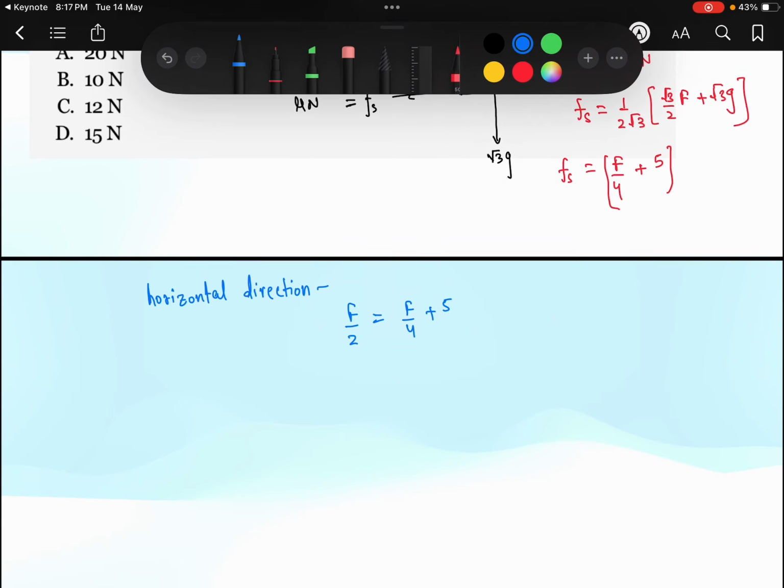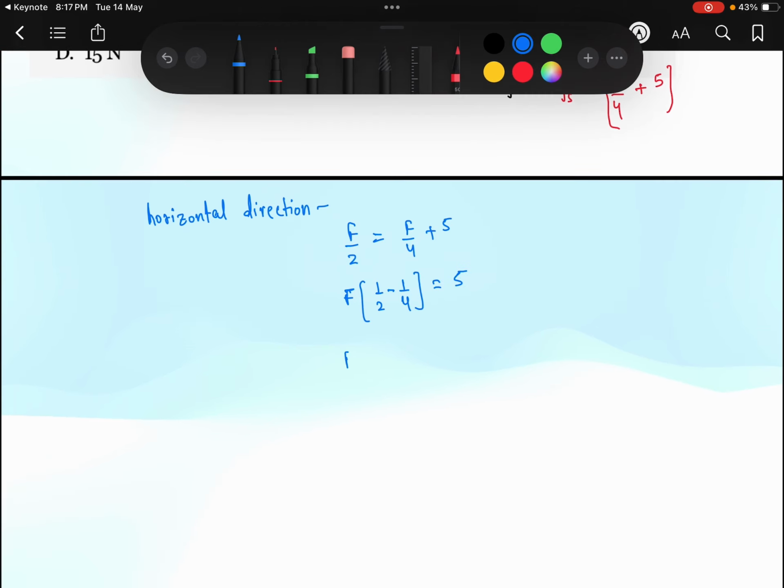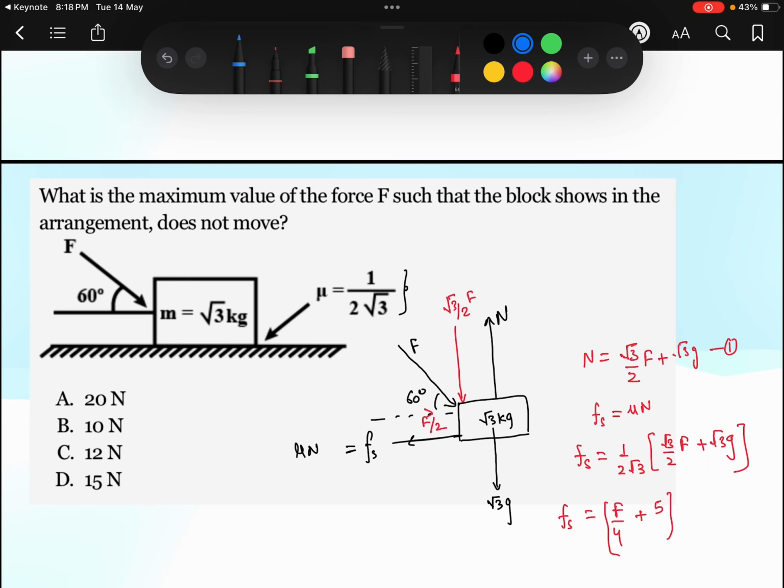Okay, so I have to calculate this value of F. I will take F common, it will be 1 by 2 minus 1 by 4, that will be equal to 5. So F into, this will be 4, 2 minus 1, that will be equal to 5. So the value of this force F will be equal to what? 20 Newton. Okay, so 20 Newton is the maximum value of this force F so that this block will be stationary. So option A is the correct answer.